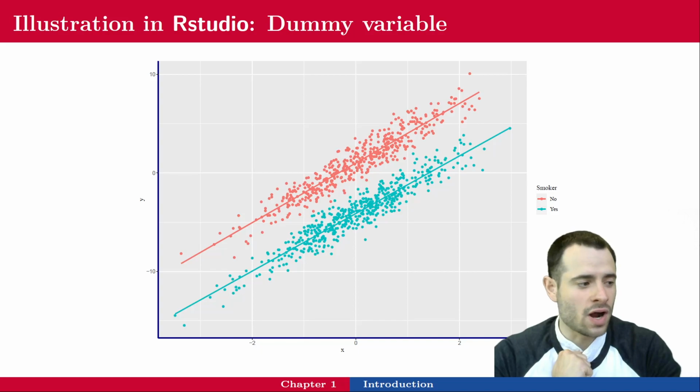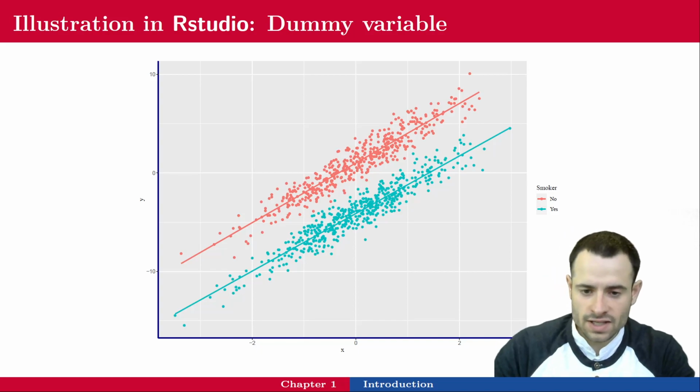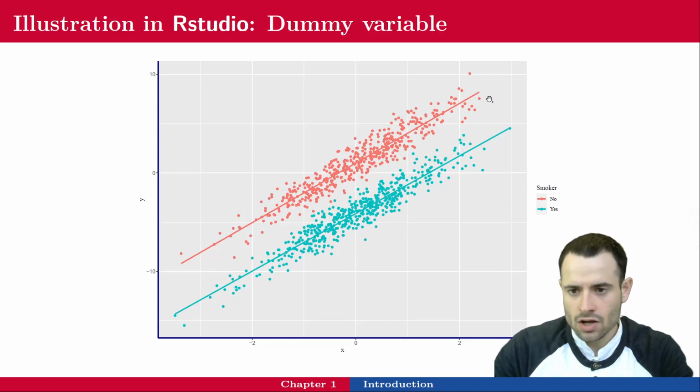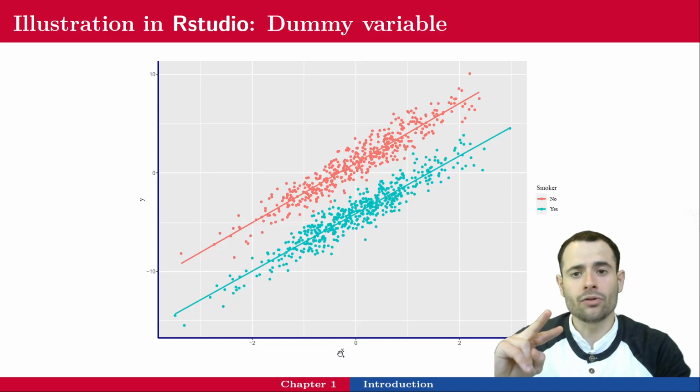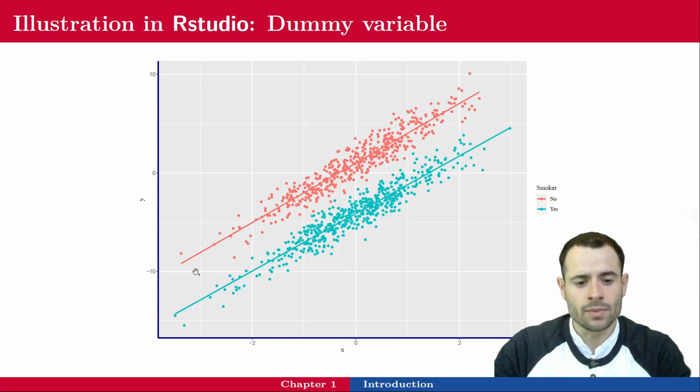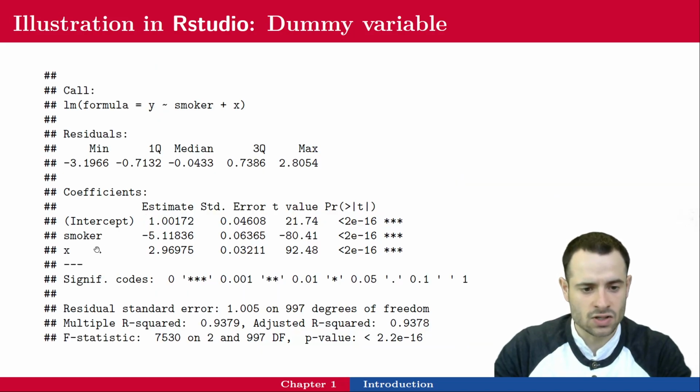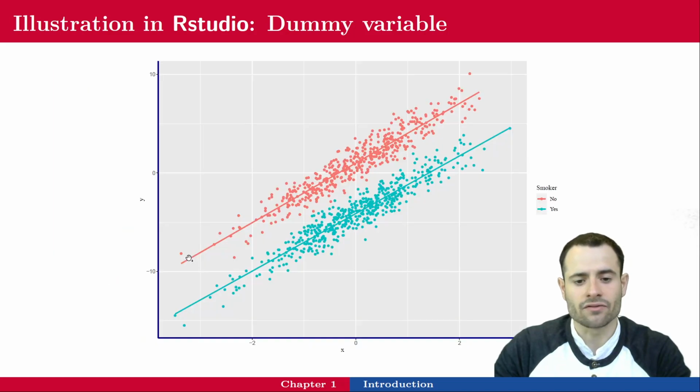And this is what this graph is showing. This graph is showing 2 regression lines with the same slope, because those slopes are the estimated slope on X. For both groups, smokers and non-smokers, the slope is the same. It is the estimated slope on X, 2.96975.